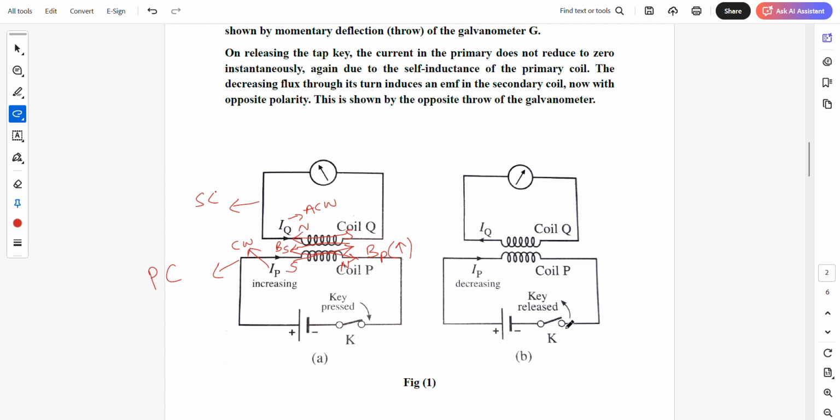Now here slowly the key is released. Okay, key is closed and key is what? Opened. Once the key is opened, current starts decreasing. But this is in the clockwise only. And what happens to the magnetic field? Magnetic field in primary coil decreases. Therefore, here you will get a magnetic field in the secondary coil of the same sense, the same BS.